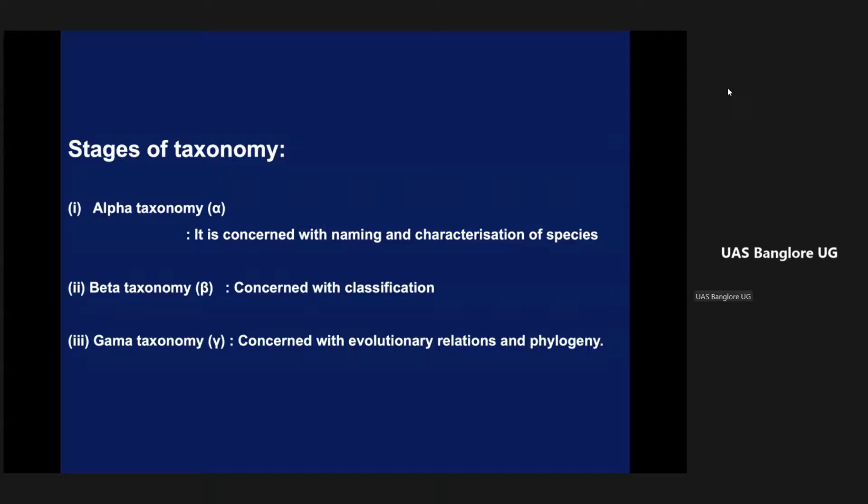We are looking at higher level taxonomy, that is, to which order it belongs, whether it is a new order or something like that. Then it becomes beta taxonomy.